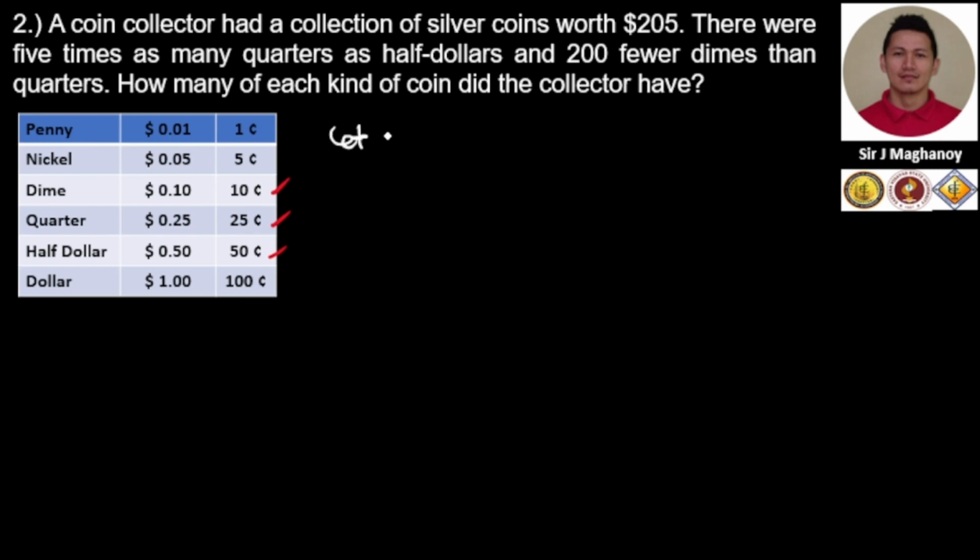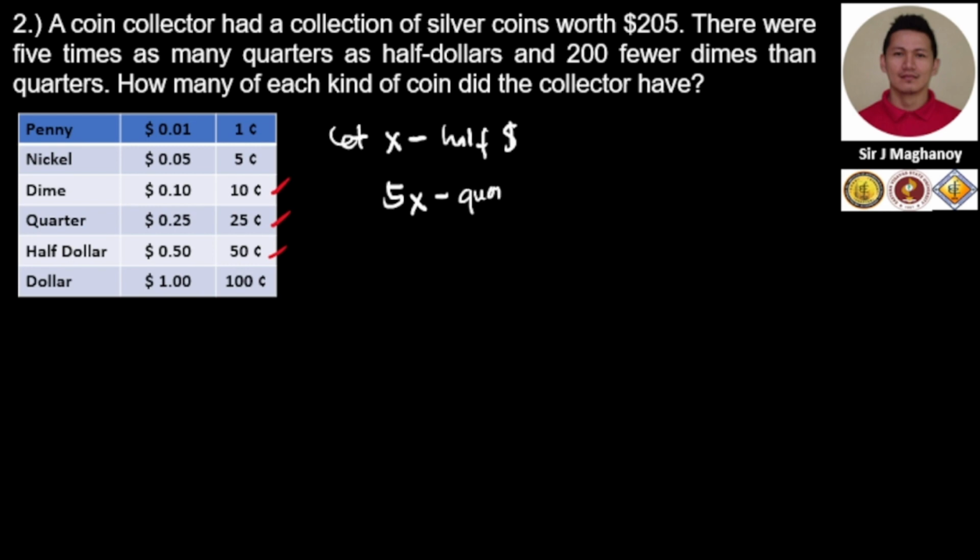we need to let x be our half dollars, since we start with the half dollars. So if we let x be our half dollar, then we can formulate our second variable. There were 5 times as many quarters as half dollars. So that is 5 times the half dollar. So this will become our quarter.